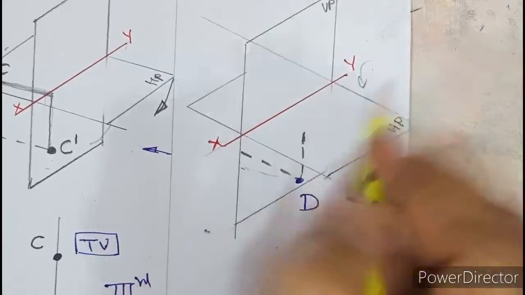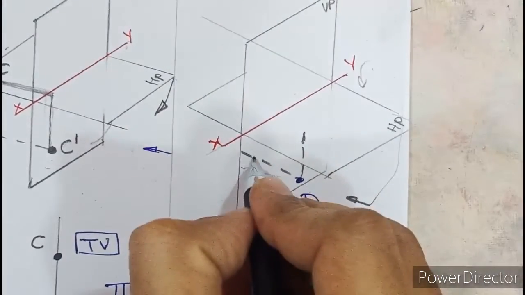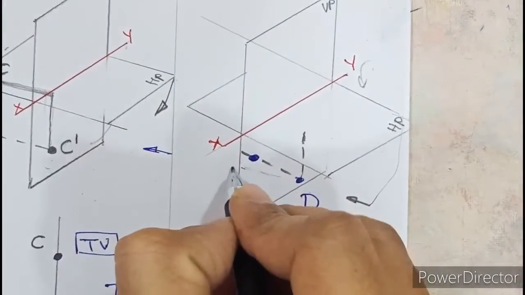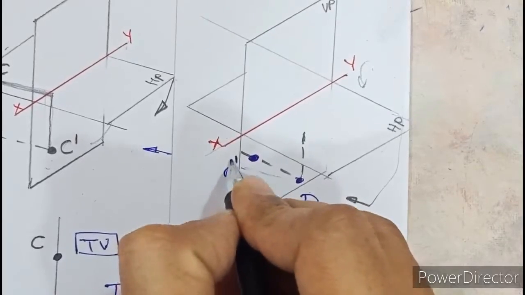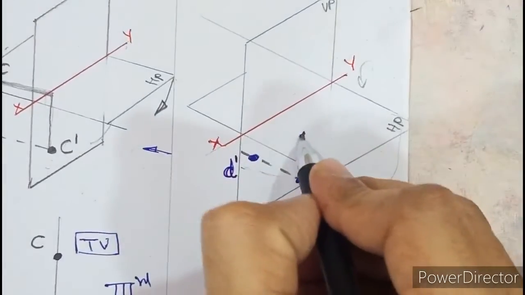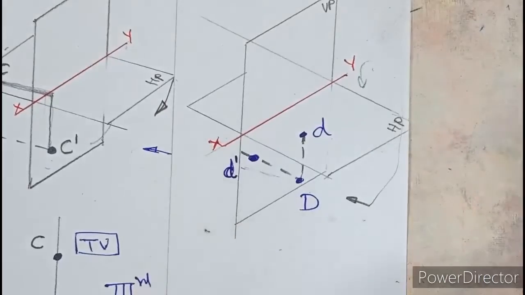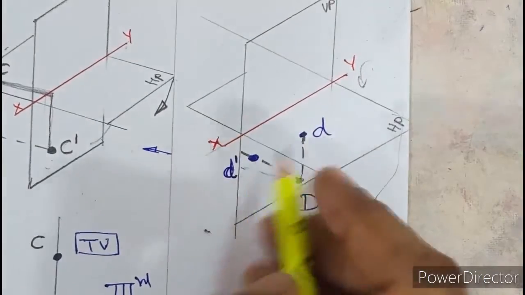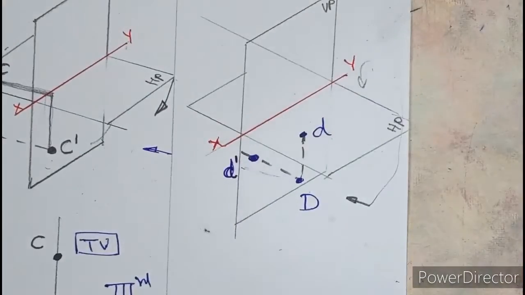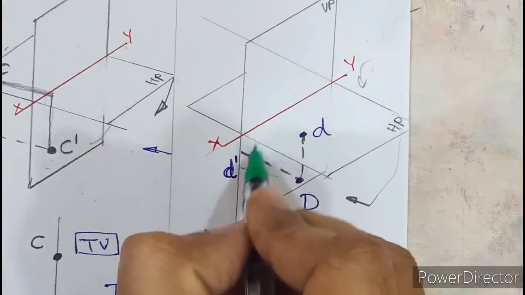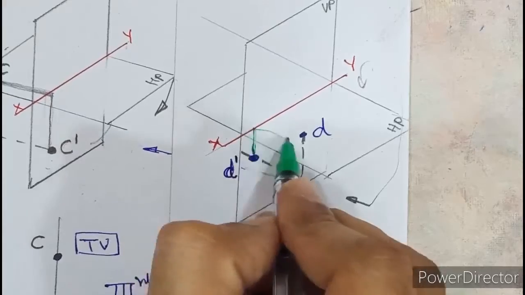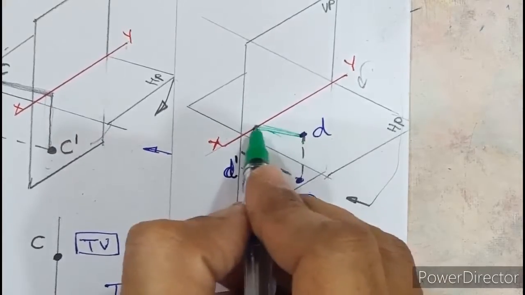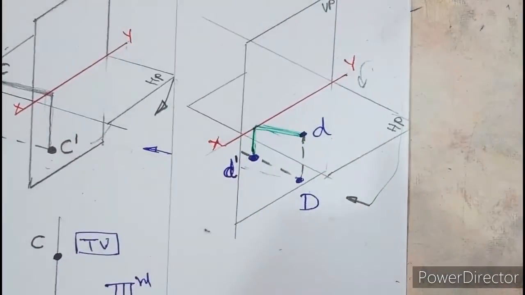So the projection falls here. In the front view, let the projection over here be D dash. The front view is always dash, so it is D dash. And the top view, this point is D. So top view falls on HP and front view falls on VP. And you can very well see that this line and this line fall on the same vertical. This is called the projector of D.